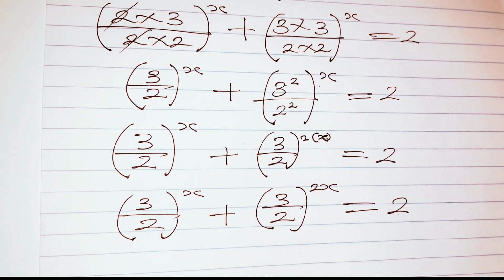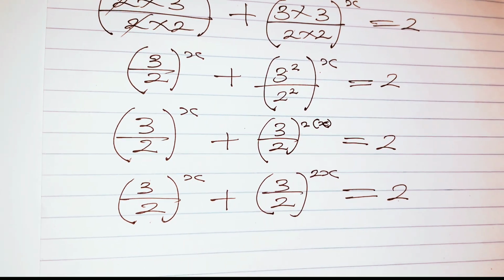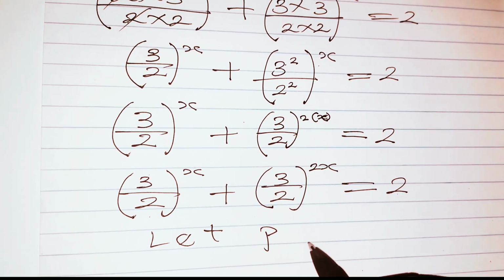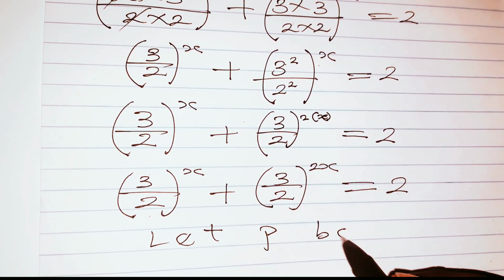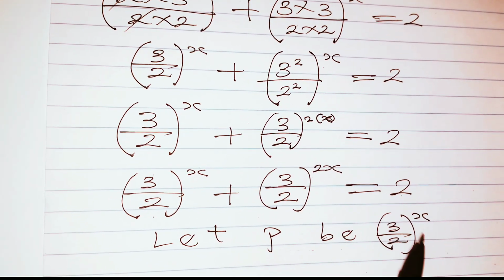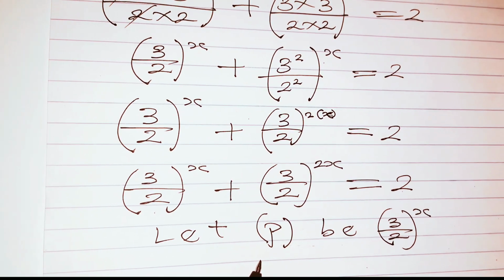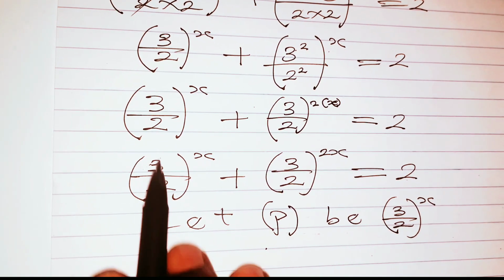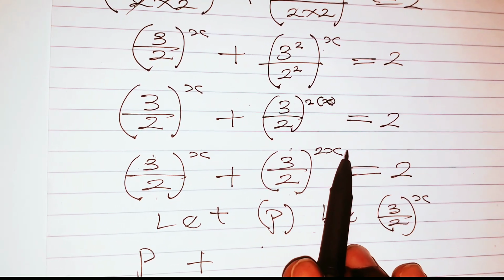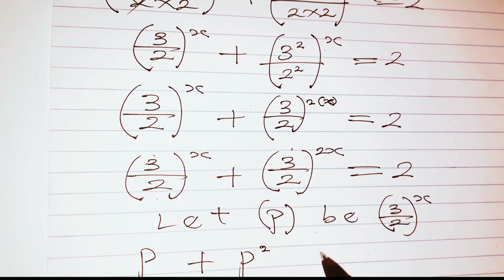So in this case, we need to make use of a letter to represent 3 over 2 raised to the power of x. Let letter p represent or be equal to 3 over 2 raised to the power of x. What that means is that wherever we say 3 over 2 raised to the power of x, we're going to substitute that with letter p. So in this case we have just p, that's 3 over 2 raised to the power of x, plus, don't forget this one means 3 over 2 squared times x. So there is 3 over 2 raised to the power of x then squared, so it becomes p squared, equal to 2.